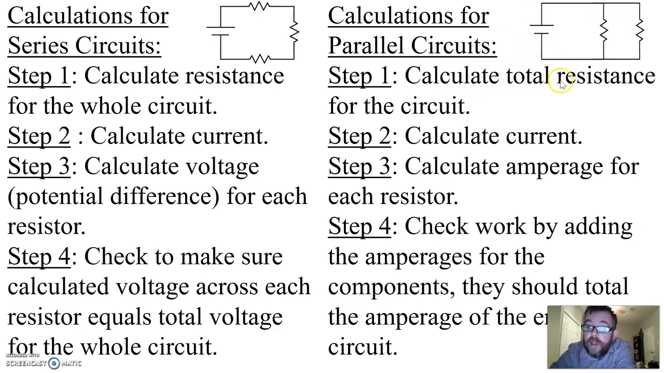For these ones, you'll calculate the total resistance of the circuit. This is the more complicated one. It's 1 over R total equals 1 over R1 plus 1 over R2, etc., for how many you have. You'll calculate the current just as you did before, just making sure you do your algebra correctly. You'll calculate your amperage at each resistor. Remember that the voltage is the same everywhere, but the amperage is what's changing on this one. So you might have different amperage here than amperage here. Then finally check your work to make sure it all adds up.